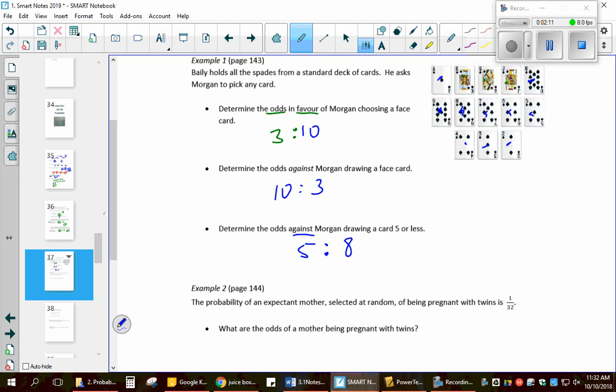Okay, so then it says the odds against, right? So then what are we going to do? Just flip it around. Don't forget to flip it around. 8 to 5.